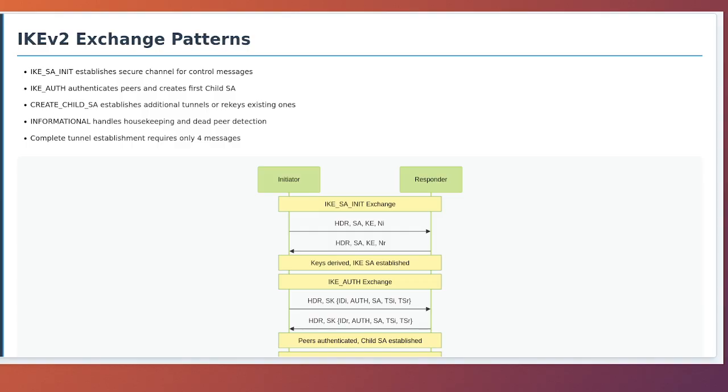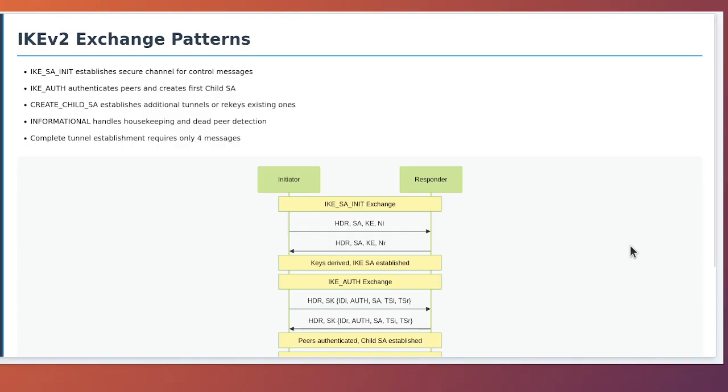The initial exchange is called IKE-SA-INIT, and it consists of just two messages, one request and one response. In this exchange, the peers negotiate cryptographic algorithms for protecting the IKE-SA itself. They exchange nonces, which are random numbers used to prevent replay attacks. They also perform a Diffie-Hellman key exchange to establish a shared secret without transmitting the actual secret over the network.